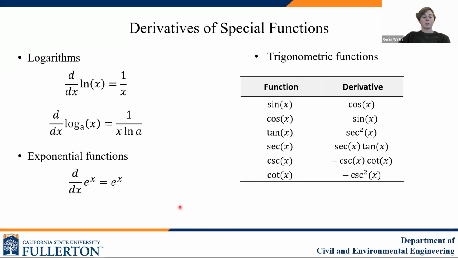Here are some derivatives of special functions. Remember, for the natural logarithm ln of x, the derivative of that is 1 over x. The derivative of the logarithm of any base for x is 1 over x ln of a. So if this was a log base 10, it would be 1 over x ln of 10. For exponential functions, e to the x, the derivative of e to the x is actually e to the x.